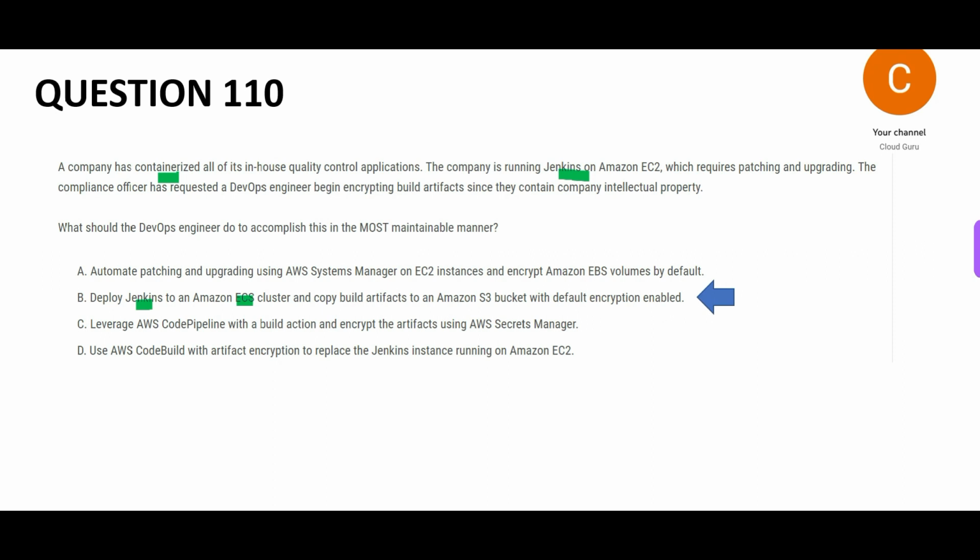Okay, so we have sorted that out. So the only thing we are doing is, they had Jenkins on EC2 and we have moved it to ECS. Simple. Second thing they are doing is, the build artifacts, they will move to S3 bucket with default encryption. So that solves our encrypting build artifacts, because the build artifacts are getting stored and it is easily encrypted, which is most maintainable. So this requirement is also fulfilled. So this would be my final answer.